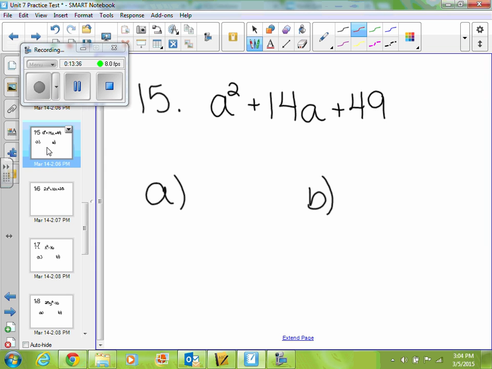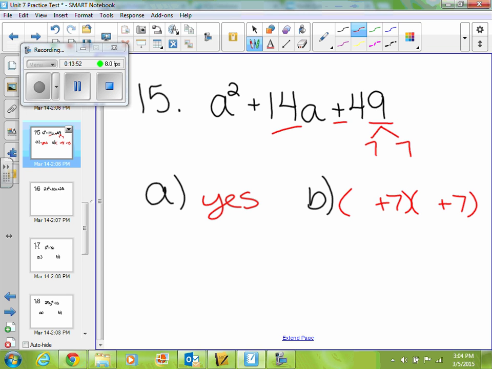Do I have a leading coefficient? No, so I'll start at the back. Factor the 49 that add to 14. 7 and 7. So are they the same? Okay, so I know I get 2 positive 7s. What goes here? 8. Very good. So a plus 7 times a plus 7. So any questions on 15?